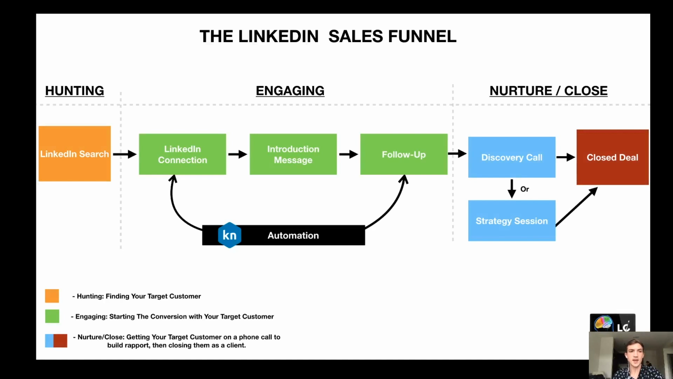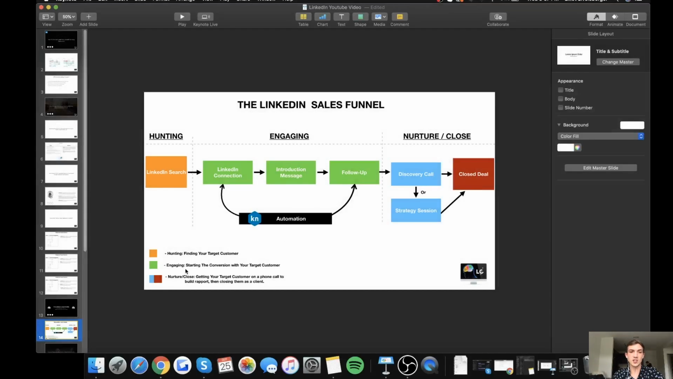Okay. And then the next thing, after we found our target search, then we move into engaging, which is sending them that connection invite, right? We're sending that invite for them to be in our network. And then from there, we're going to send an introductory message, and then from there, follow up. And then we automate that whole engaging process with automation, which I'm going to talk about here in a bit. So let me go right back in here. So engaging, starting the conversation with your ideal target.